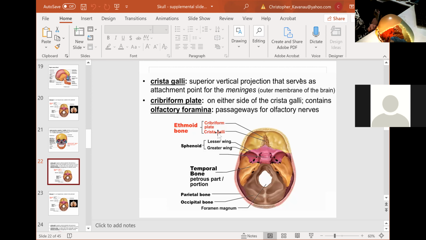And you can see it, I think, also here nicely on the cartoon, on the PowerPoint. These little holes. So these little holes are called olfactory foramina. They're little nerves involved in olfaction. Olfaction is our sense of smell. You'll be learning about that a little bit later in this semester.